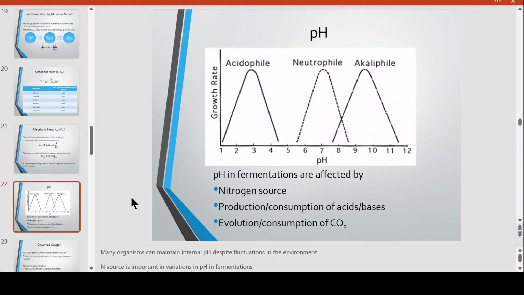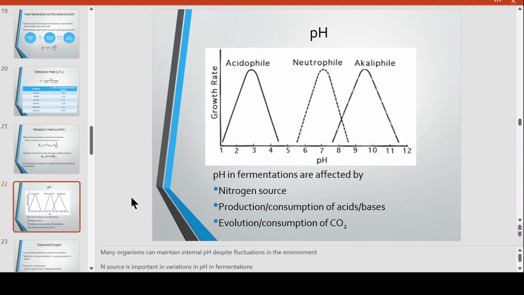But pH is affected by the nitrogen source, the evolution and consumption of carbon dioxide, as well as any acidic or basic byproducts. Of course, the more acidic byproduct you produce, the more acidic the culture media would be.